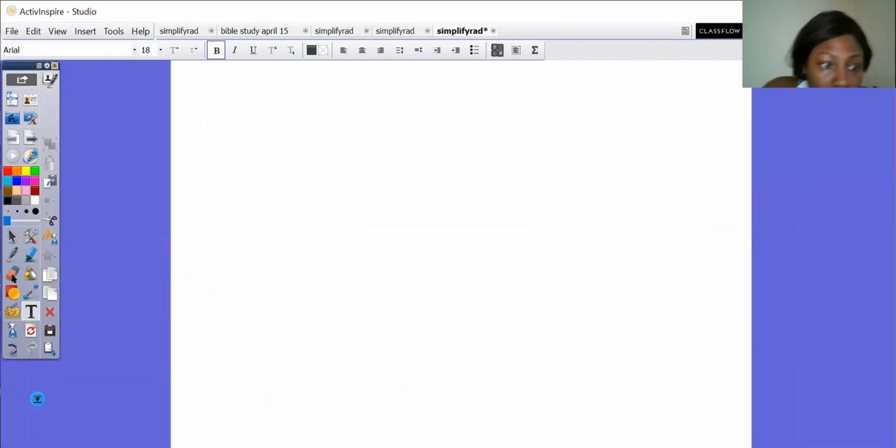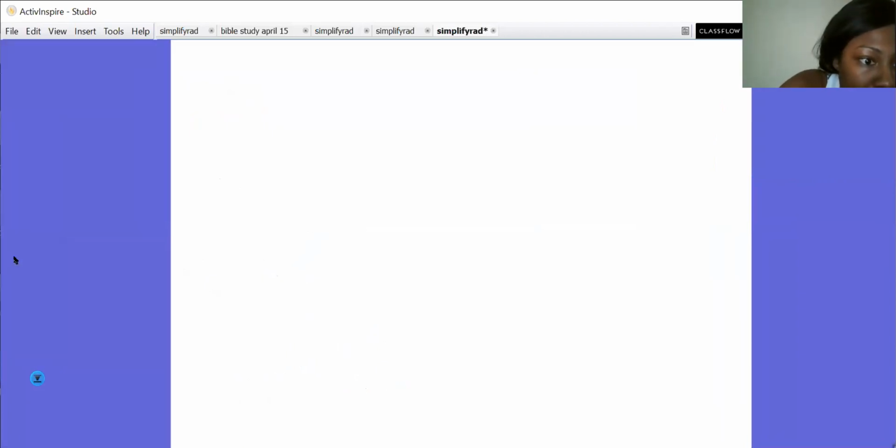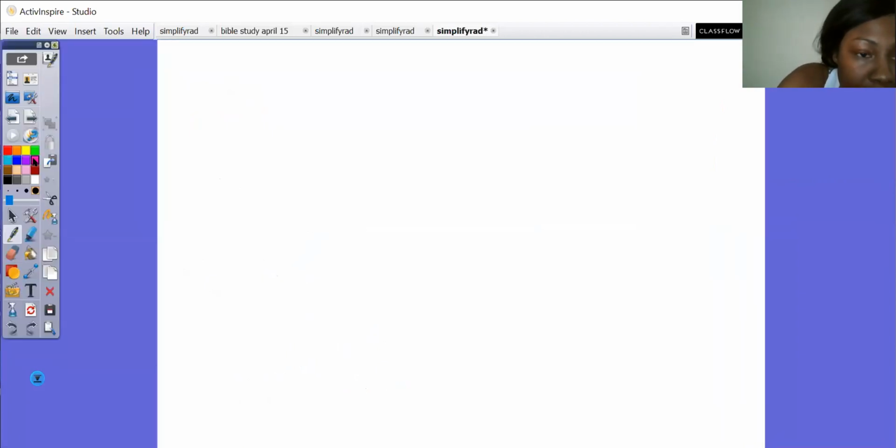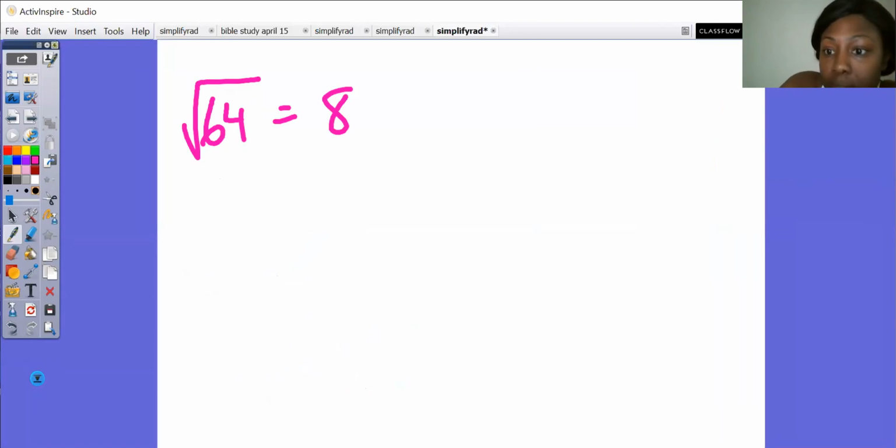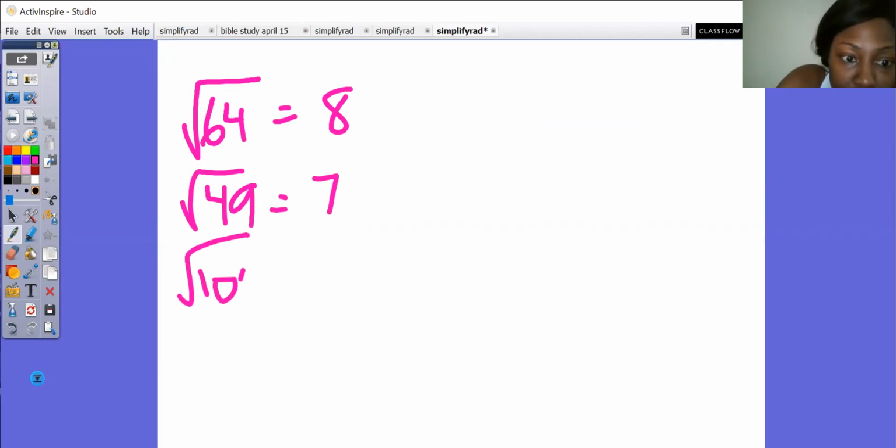Okay, so simplifying radicals. So everybody knows some of the perfect square roots, like the square root of 64 is 8 or -8 because 8 times 8 is 64. The square root of 49 is 7. Square root of 100 equals 10. Yes, it can also be -10, but that's not really the lesson here.